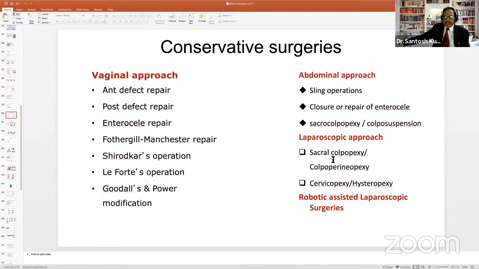A laparoscopic approach can be done like sacral colpopexy or colpoperineopexy, cervicopexy, or hysteropexy. That means you fix the cervix to the pelvic wall or fix the uterus to the pelvic wall with the help of mesh.